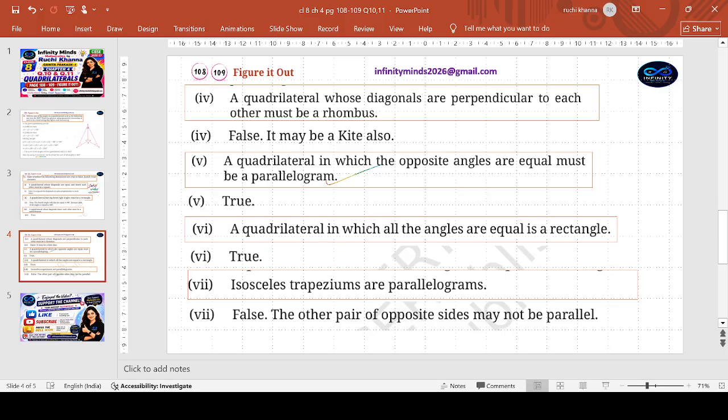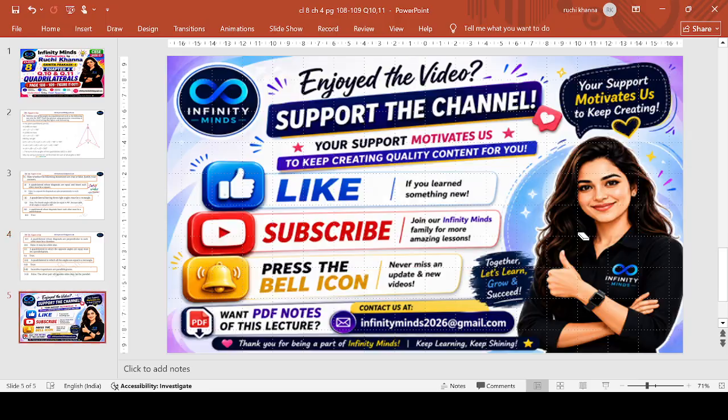Statement number 6, a quadrilateral in which all the angles are equal is a rectangle. Yes, the very same can work for a square also, children. The equality of angles, that 90 degrees which we were studying: 3 angles are 90, the fourth will be 90. Yes, all that would be true for the case of a square also. Yes, it's very much true. Isosceles trapeziums are parallelograms. No, nothing like this. Isosceles only talks about the equality of non-parallel sides. It has nothing to do with parallelogram. The opposite sides have to be parallel. It is about equality, not that the pair becomes parallel. False, the other opposite side may not be parallel.